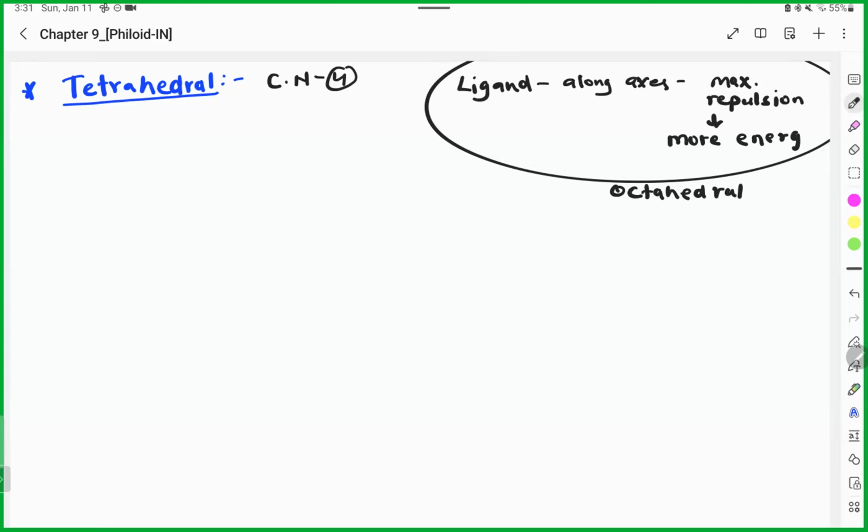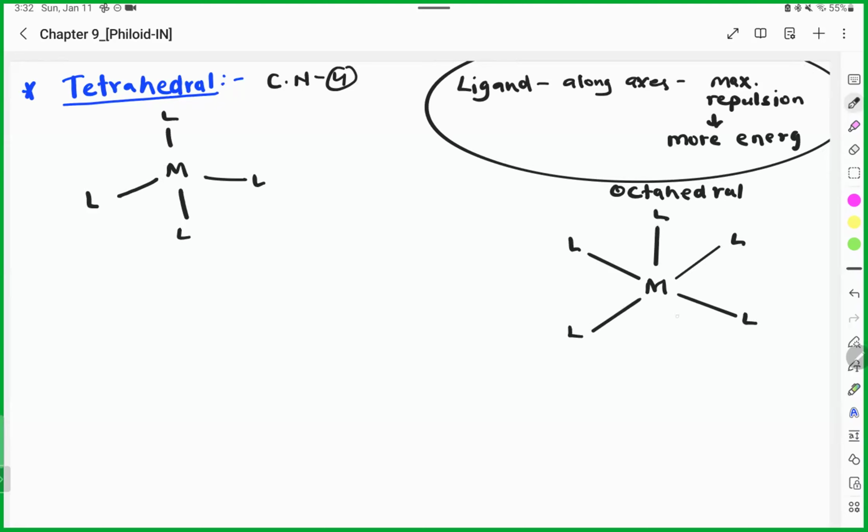But in tetrahedral, the shape is different. It is like in between: ligand, ligand, ligand, ligand. In octahedral, it is more along the axis. See, one ligand, second ligand, third, fourth, fifth, sixth. Understood? So octahedral was more along the axis, but here along the axis nothing is present. That's why it is present in between the axes.